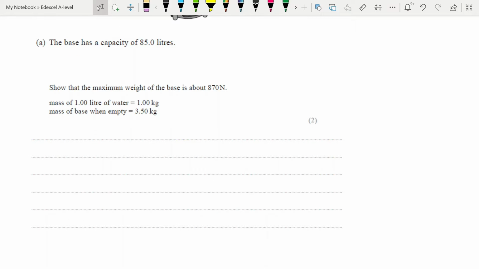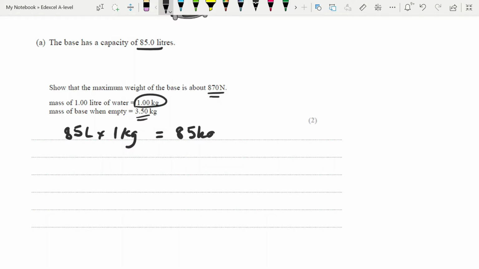The base has a capacity of 85 litres. Show that the maximum weight of the base is about 870 newtons if 1 litre is 1 kilogram, and the plastic part of the base has a mass of 3.5 kilograms. Step 1 is to say 85 litres times 1 kilogram per litre is going to be 85 kilograms. 85 times 9.81 to find the force for that is 833.85 newtons. So far so good.